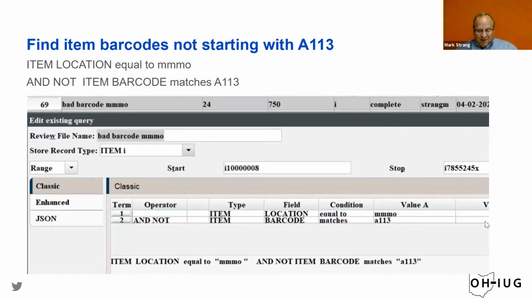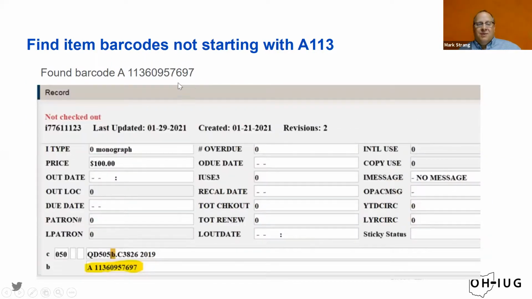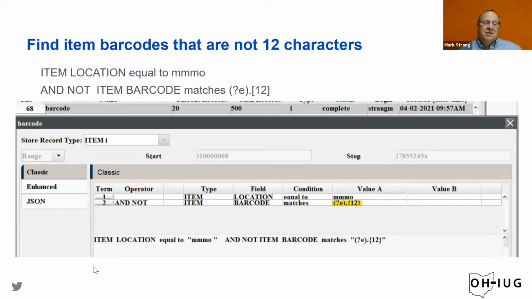Last one I'm just briefly going to cover that I found really useful: all our barcodes at BGSU start with A113. I want to find the ones that don't have proper barcodes. So item location equals MMO, which is main stacks, and not item barcode matches A113. I'll go through an example of one that didn't match. This one has a space in the middle. It doesn't start properly, so you can go and fix that one. Because of course, whenever somebody would try to pull this one into the system when they check it out, it wouldn't work because of that issue.